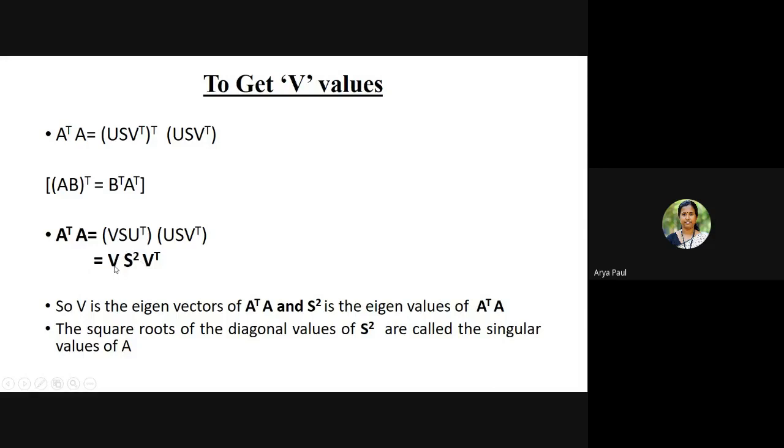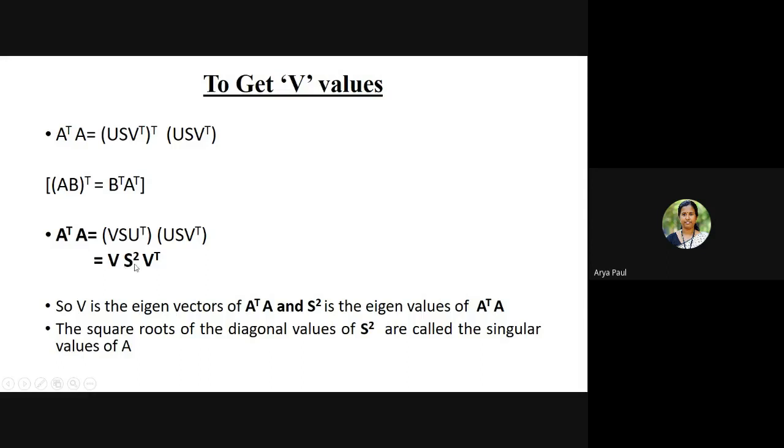So what is V then? V is actually the eigenvector of A transpose into A. Just comparing this relation with the eigen decomposition, you will get that V is the eigenvectors of A transpose into A, and S square is the eigenvalues matrix of A transpose into A. Once again, I repeat, A transpose into A is a matrix, V is the eigenvectors of A transpose into A, and S square is the eigenvalues of A transpose into A. I hope this is clear, just by comparing this relation with your eigenvalue decomposition.